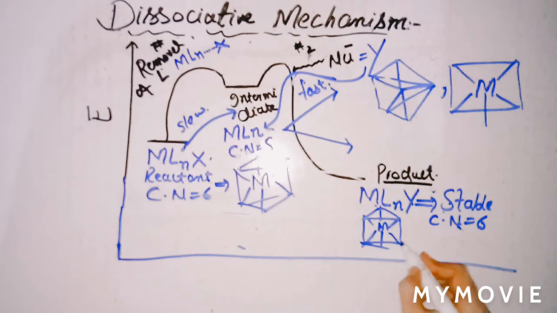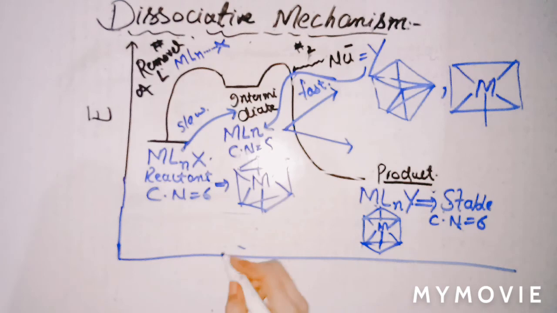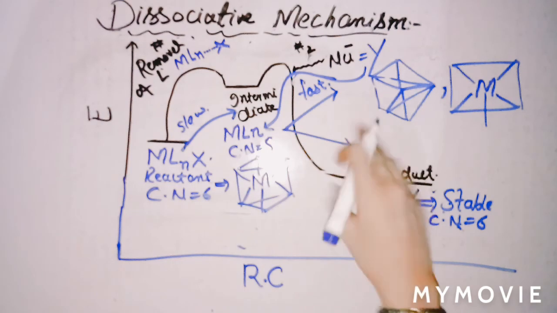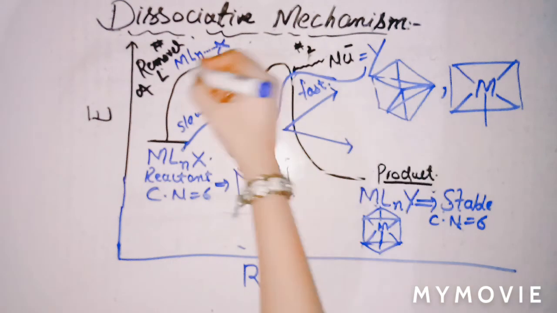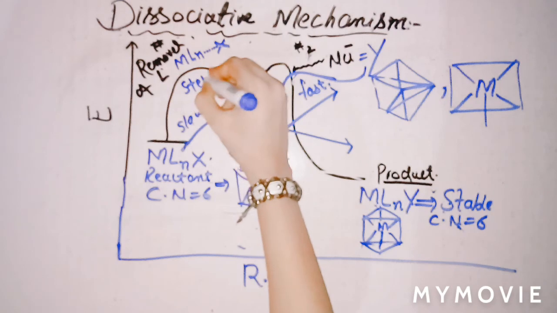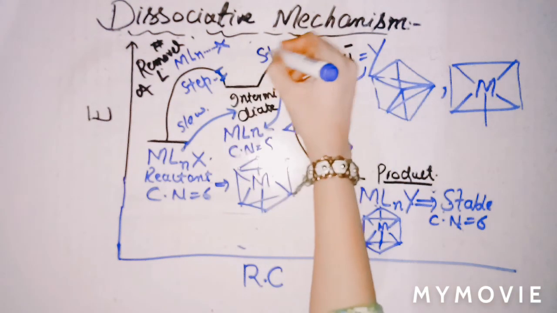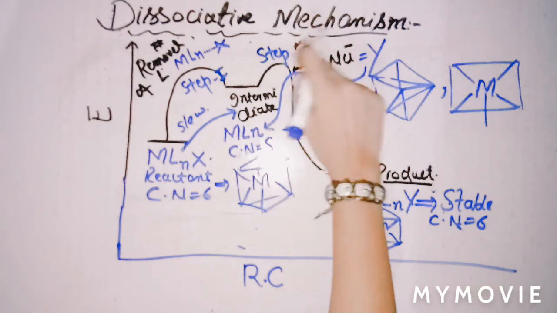In this way, the dissociative mechanism is explained. The kinetics of the dissociative mechanism explains the whole process of dissociation of the ligand, and the substitution reaction occurs in two steps, step 1 and step 2.